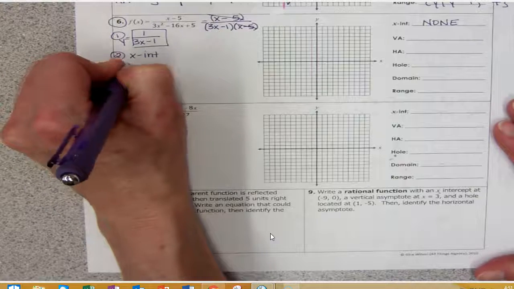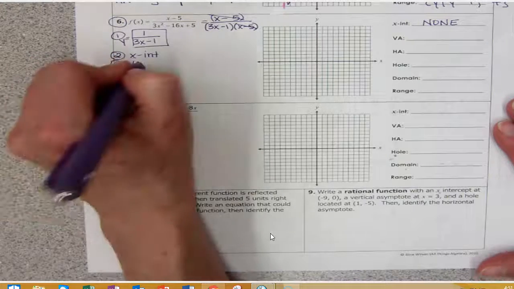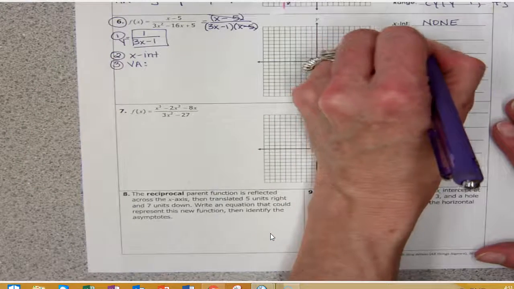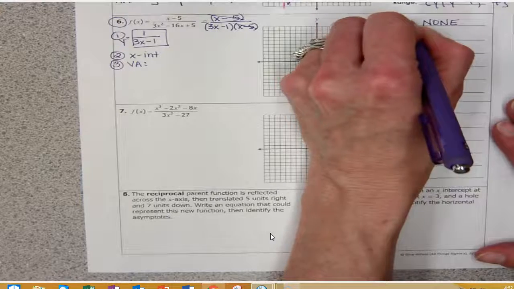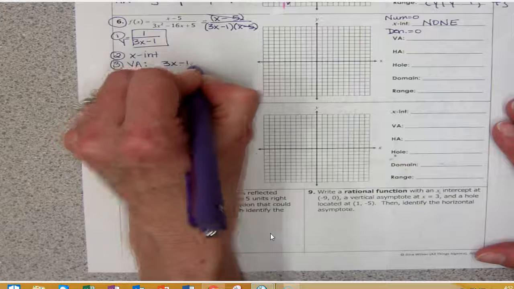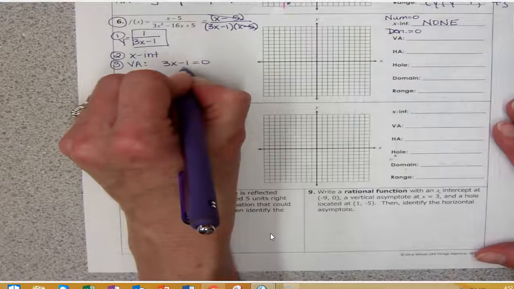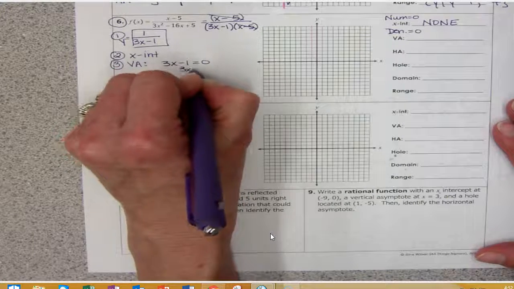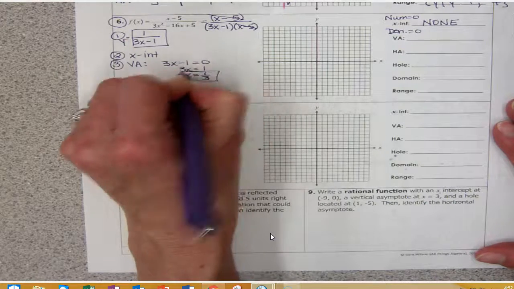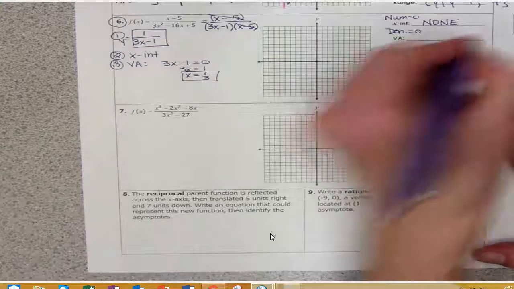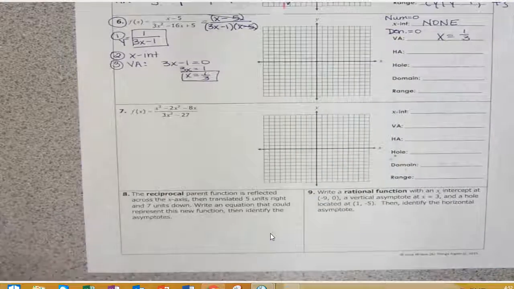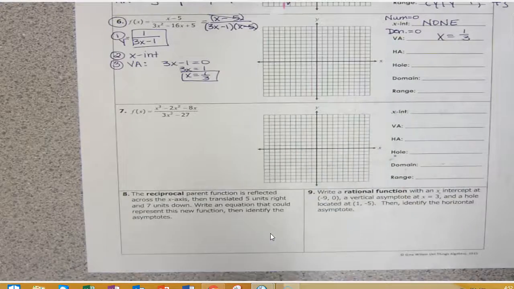Number 3, vertical asymptote. Again, we're going to set our denominator equal to 0. This is our denominator. This is our numerator. So my denominator is 3x minus 1 equals 0. And I'm going to get 3x equals 1. X is going to equal 1/3. Oh my goodness, it's a fraction. Is that okay? Of course it is. X can equal 1/3. We're perfectly fine with that. We're no longer afraid of fractions.